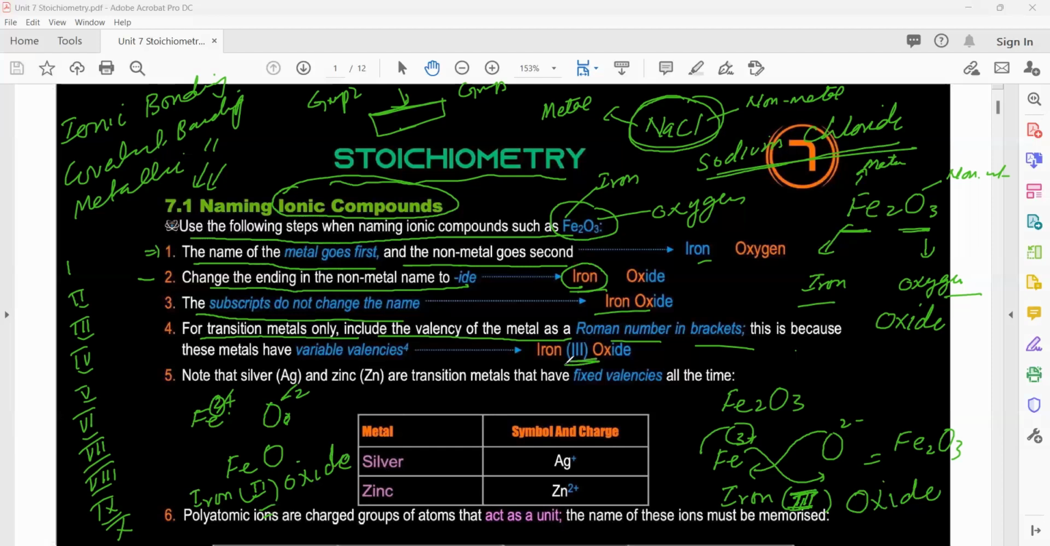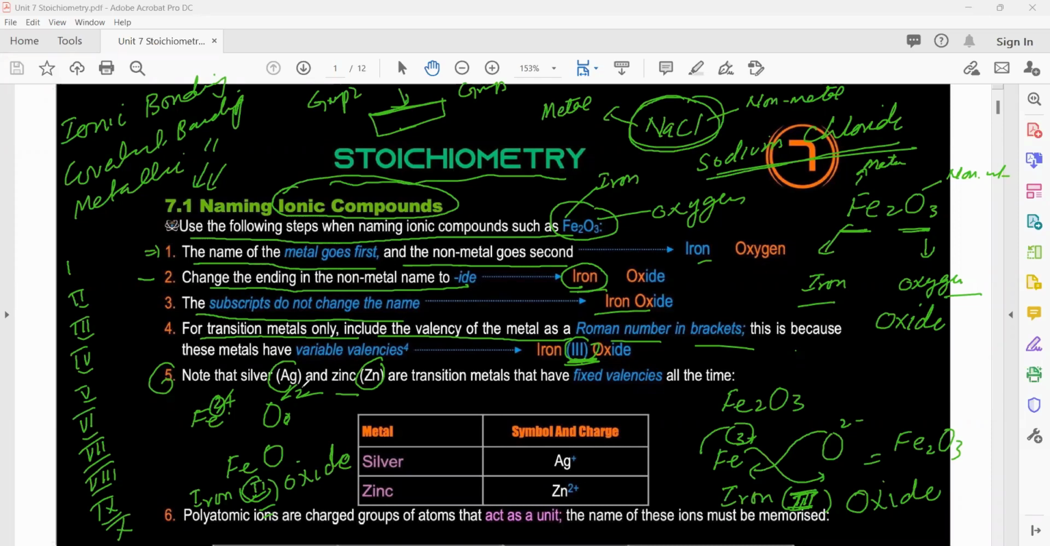Then they have given another note that silver and zinc are transition metals, but they have a fixed valency. Why are you writing 3 here and 2 here? Because iron has more than one valency. Iron is sometimes plus 2, sometimes plus 3. In that case, you will write the numbers.